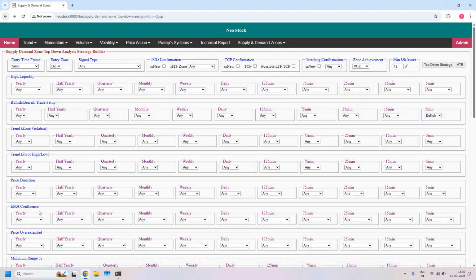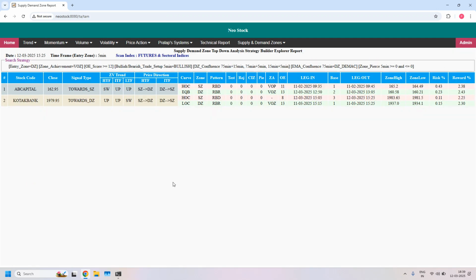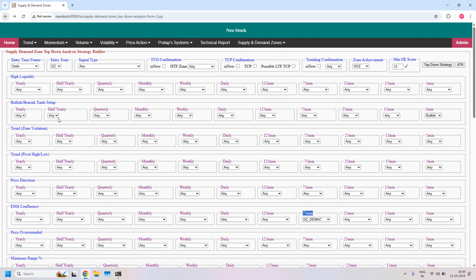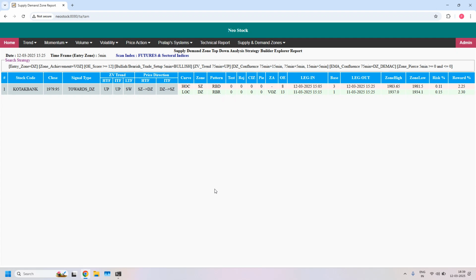Let's verify. In the EMA confluence at the 75 minutes time frame, we are selecting whether the 75 minutes demand zone has daily EMA confluence or not. Of the two stocks, one is sideways, so we have to eliminate that. The trend on the 75 minutes should not be sideways. It should be an uptrend because it is a bullish trade setup. So we got only one stock. This stock has an even higher probability of success. So this is a bullish trade setup for hourly income trade.